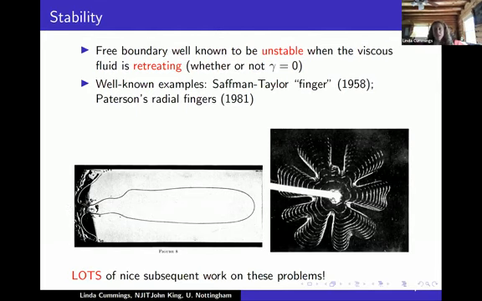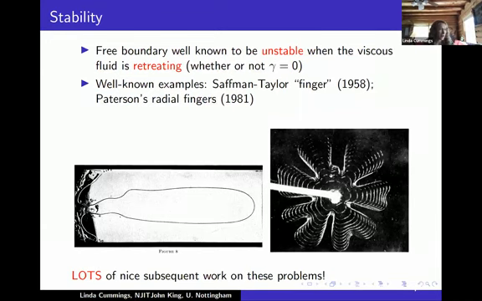And here's the radial analog of that same problem. This is a paper due to Paterson in the Journal of Fluid Mechanics in 1981. So here an air bubble is being injected through this syringe. You can see that initially the interface is approximately circular, but then it destabilizes and forms these lovely fingering patterns. So this is a time-lapse photograph that's being shown here.